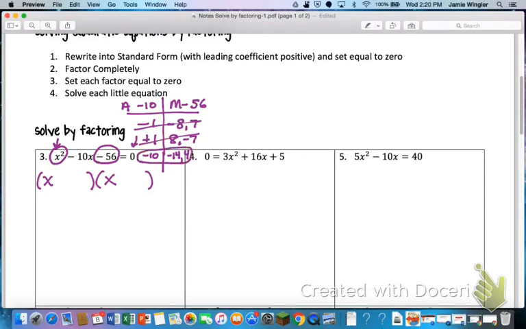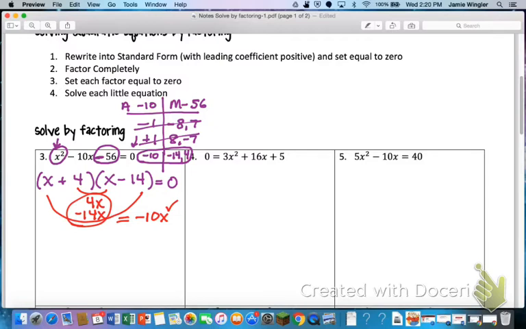So again, because the last term's negative, your signs are going to be different, and the 14 needs to be negative and the 4 needs to be positive, and this equation is still set equal to 0. You can do a quick check of your smiles. You would get a positive 4x here, and you'd get a negative 14x here, and when you add those together, that gives you the negative 10x in the middle. You're constantly checking your smiles.